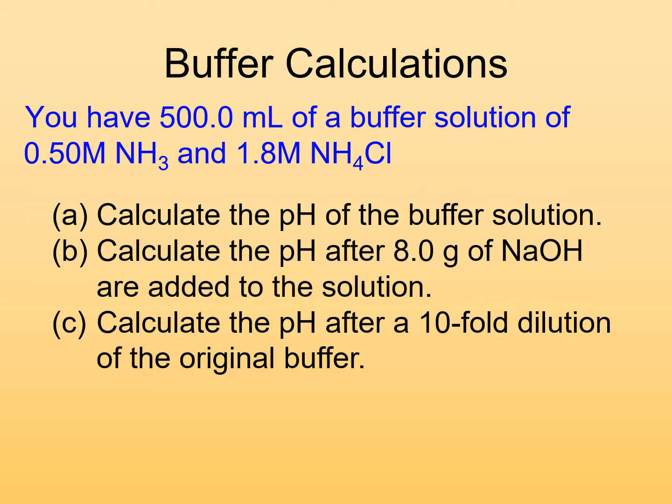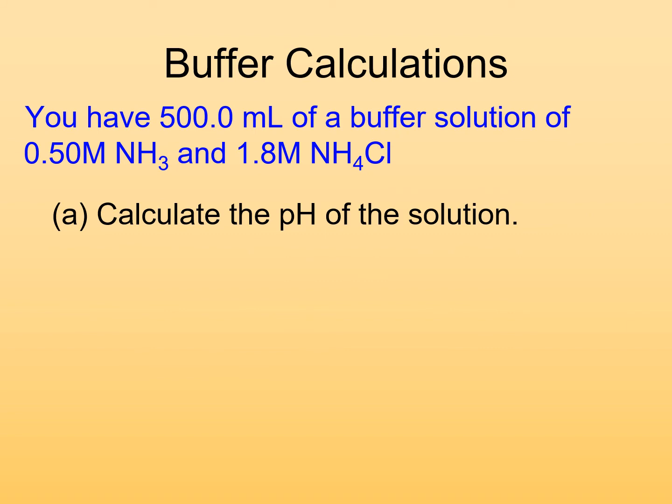Here's another sample we can look through. We have 500 milliliters of a buffer solution that is 0.50 molar ammonia and 1.8 molar ammonium chloride. And we have 3 parts. It wants us to find the pH of the buffer solution, to find the pH after 8 grams of base are added, and it wants us to find the pH after a 10-fold dilution of the original buffer. So let's address them one at a time.